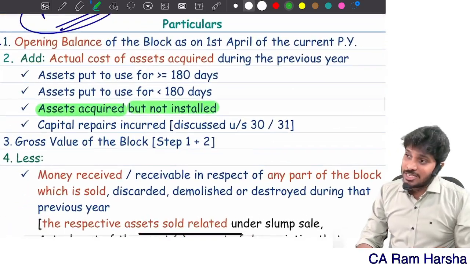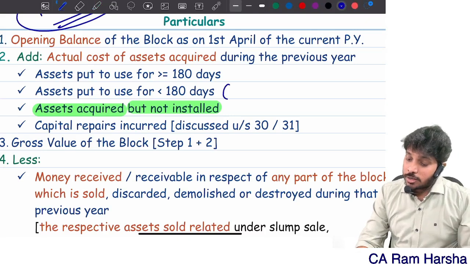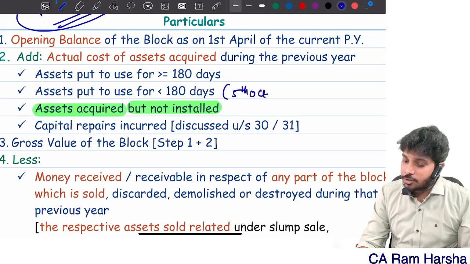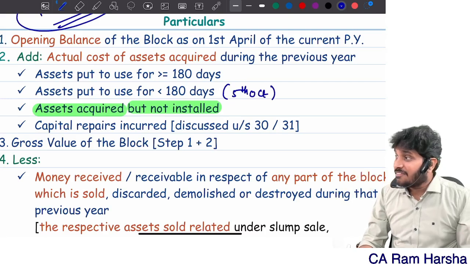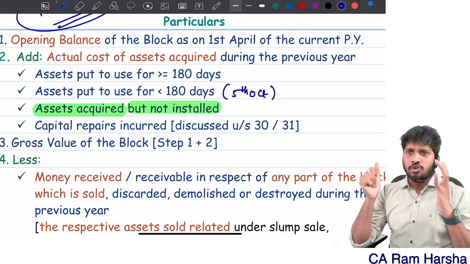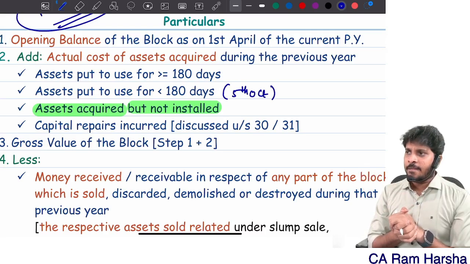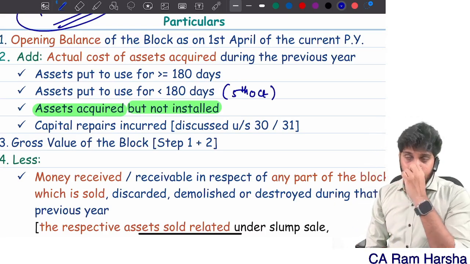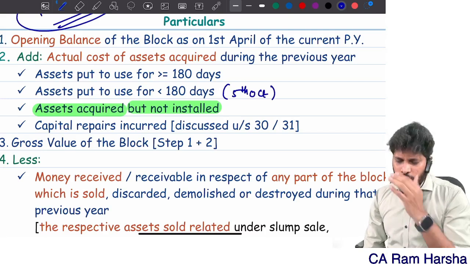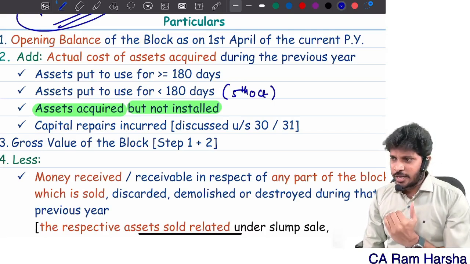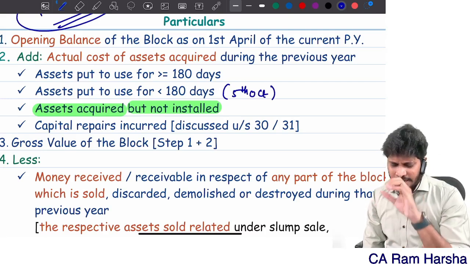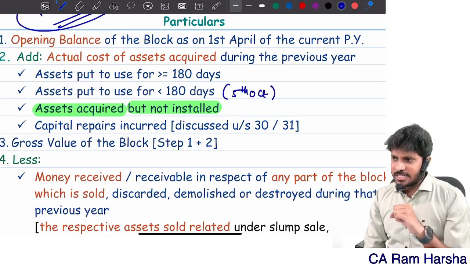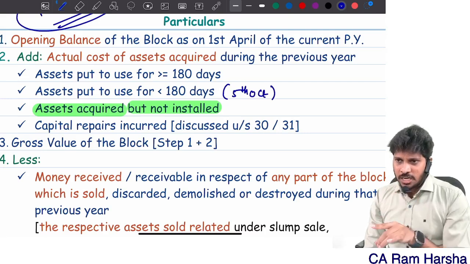Sir, I purchased an asset but installed it on or after 5th October. On or after 5th October, let us calculate, because there is a difference between leap year and non-leap year. So 4th October month, just take a calculator. October month, take 28, plus November 30, December 31, January 31, February 28, March 31, total it.